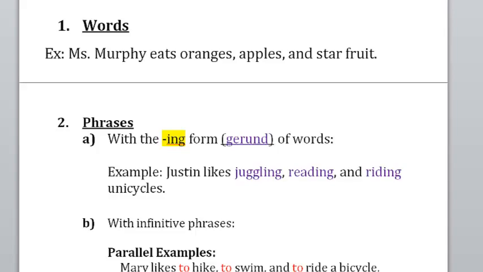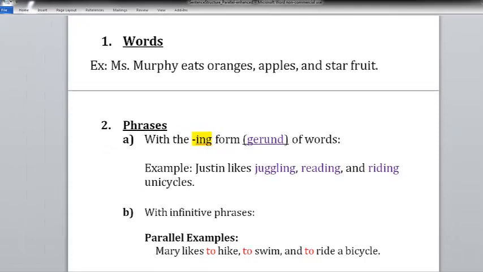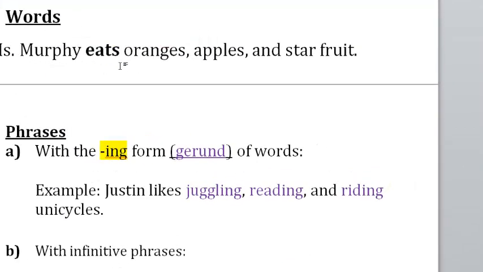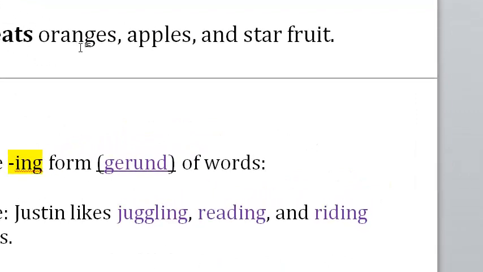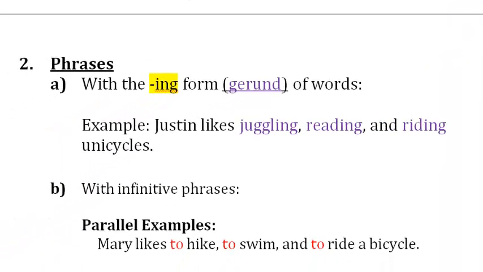With words, we're simply putting the words, as we mentioned, right after the verb in the sentence. So here our verb is eats, and then we have three fruits. We have oranges, we have apples, and we have star fruit. So very simple, eats, and then list each item. With phrases, it gets a little more difficult.